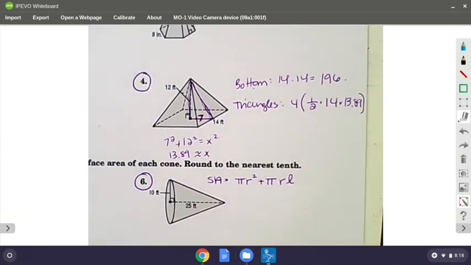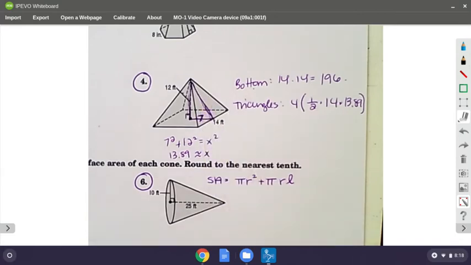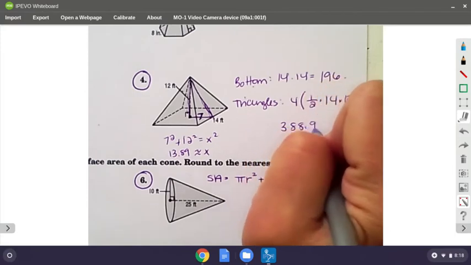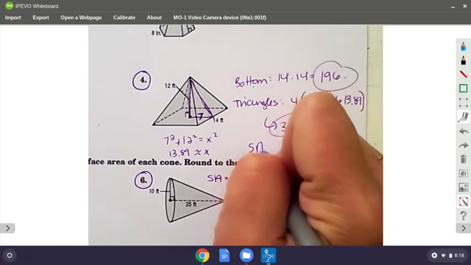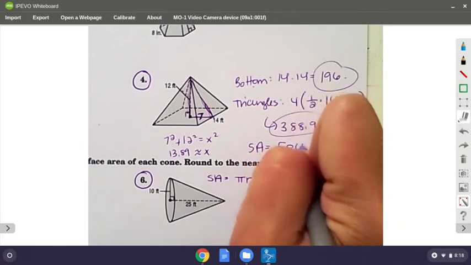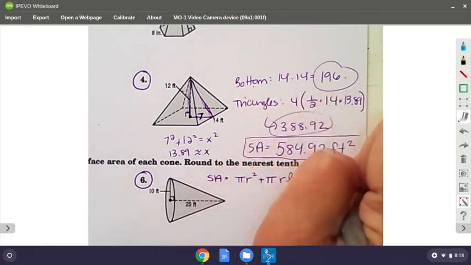Okay, so let's see, 1/2 times 14, the base, times 13.89, the height of the triangle. That's 97.23 for each face, and then there's 4 of them, so times 4, and you get 388.92. And you're going to add these together, which is 584.92 square feet.